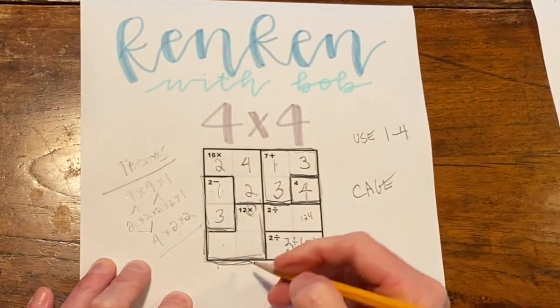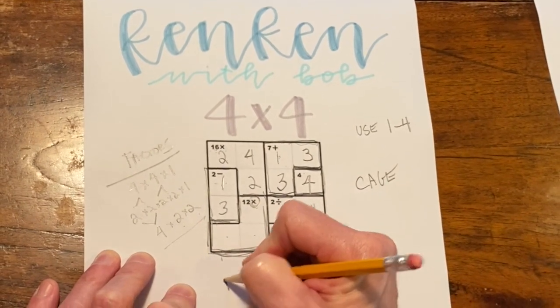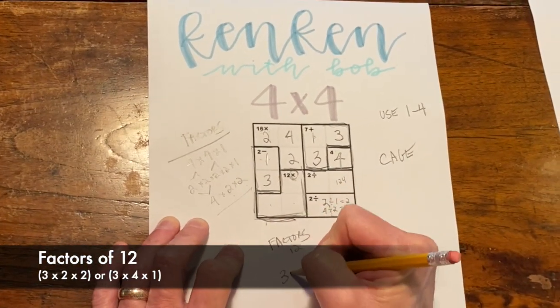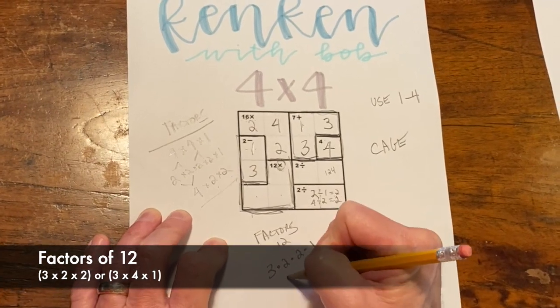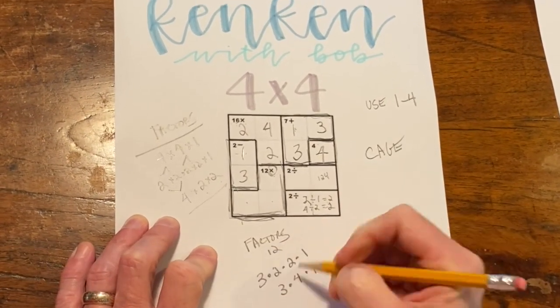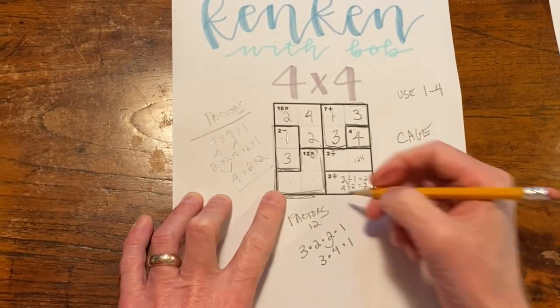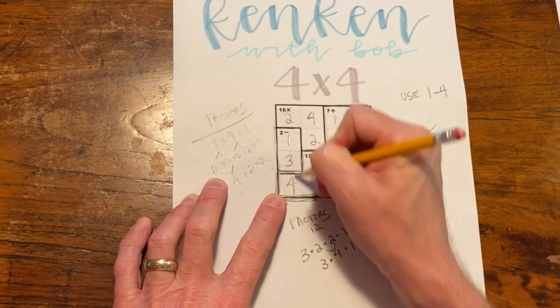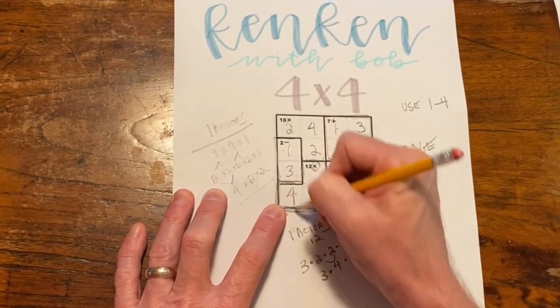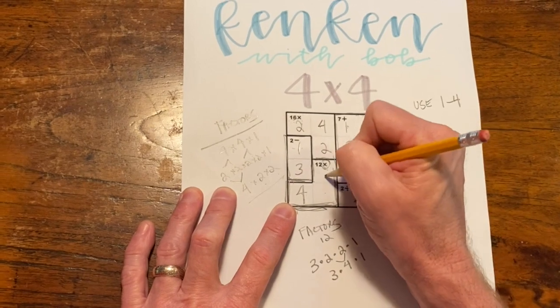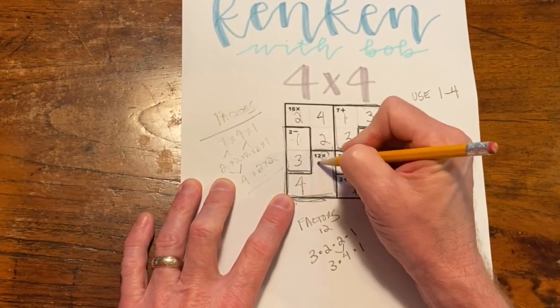Now how about factors of 12? Factors of 12. Only a 3, a 4, and a 1 can work here. We know we need a 4 here. We're filling in now the row. 1, 2, 3, 4. Here we need a 1 and a 3. The 3 can't go here.